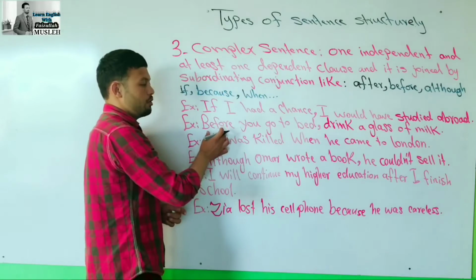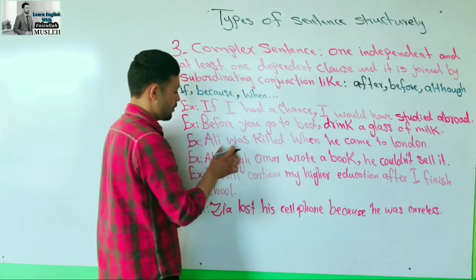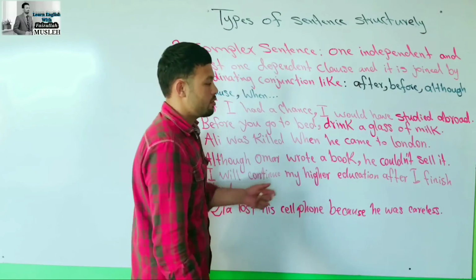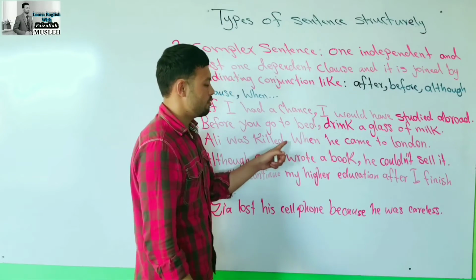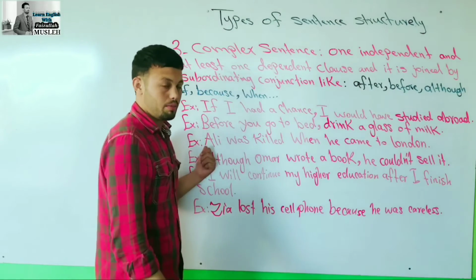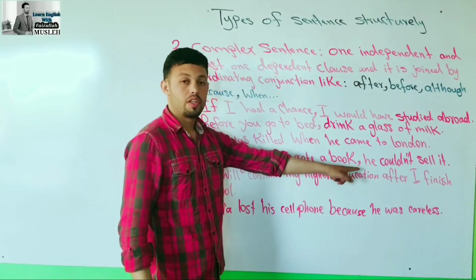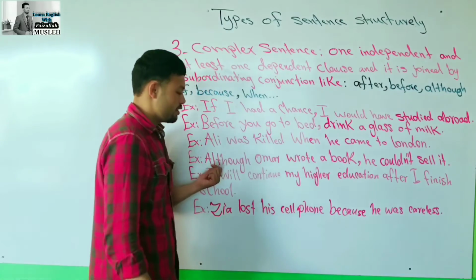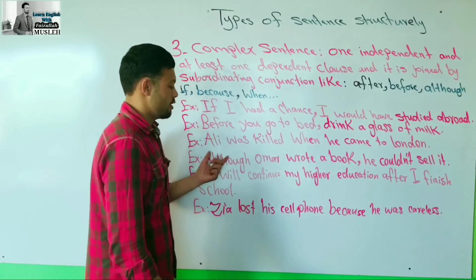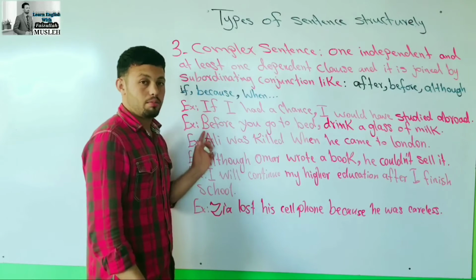Now, before you go to bed, because it is a dependent clause, we should use a comma. Ali was killed. See, there is no comma. Ali was killed when he came to London. Why don't we have a comma here? Because the sentence starts with an independent clause. Although Omar wrote a book, see there is a comma. Why? Because the sentence starts with a subordinating conjunction, and this sentence starts with a dependent clause.